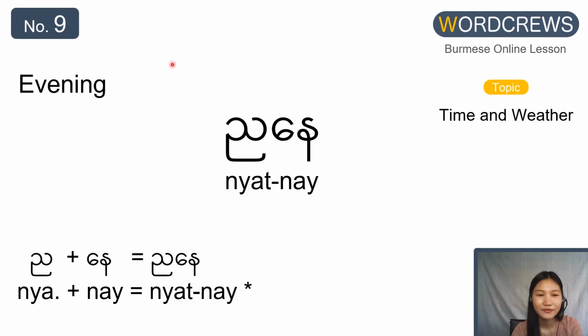The next one is evening, nya-nei. Let's see how to read it. The first alphabet is Nya, and the second one is a combination of Na and the A symbol, so we pronounce nei. Altogether, nya nei. But we don't pronounce it separately, we just pronounce nya-nei. So evening, nya-nei.